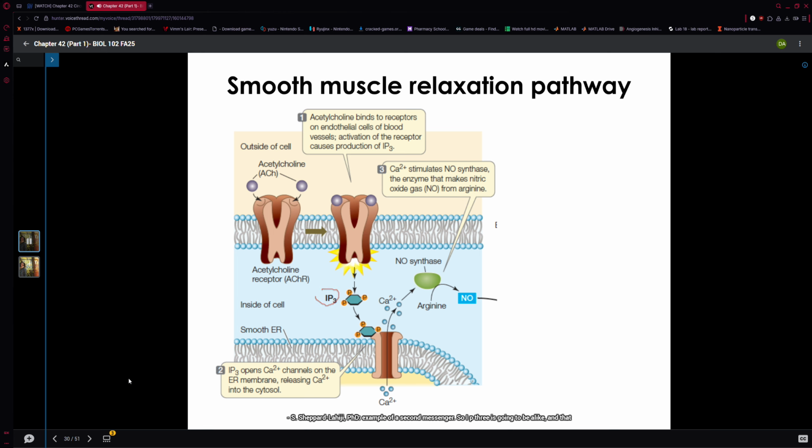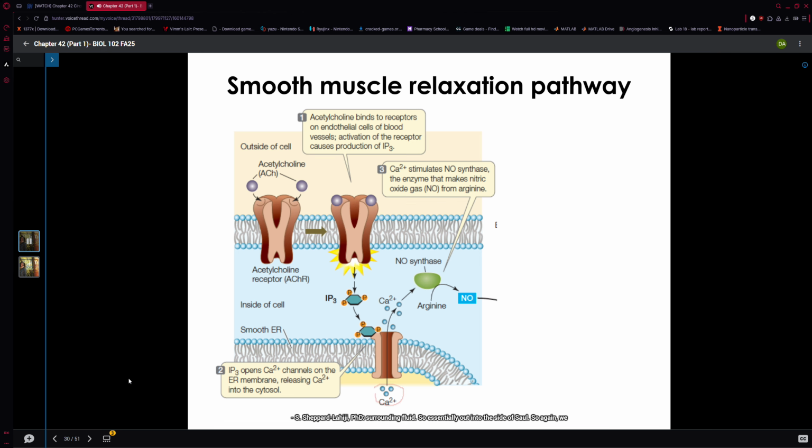So IP3 is going to be a ligand that can bind to a ligand-gated channel within the cell. So we have an IP3 gated channel. The binding of IP3 to that channel is going to allow calcium ions to leave the lumen of the endoplasmic reticulum down their concentration gradient out into the surrounding fluid, so essentially out into the cytosol.